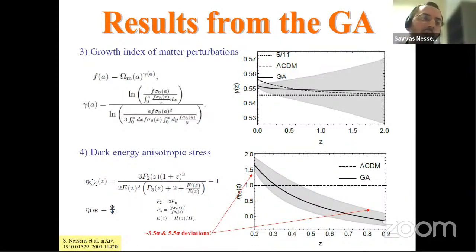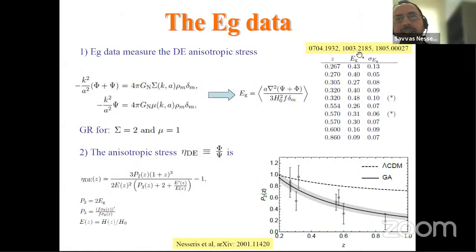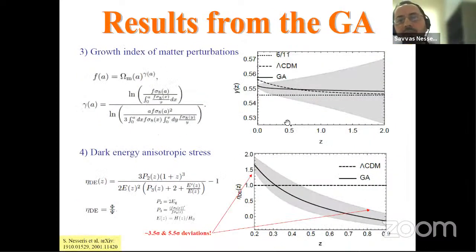Okay. Now, the way we have defined in this case anisotropic stress is the ratio of the two Newtonian potentials, and in general relativity, this has to be equal to 1. But we found in this case that there are actually strong deviations from unity. Of course, even though they are quite strong, we are not claiming that we have discovered new physics. We would like to have discovered new physics, but unfortunately, in this case, the data that we use, this EG data that come from lensing, they are notorious for having lots of systematics. So in particular, this compilation, I think it's clear that it suffers from the systematics. So we cannot really claim that we have discovered new physics.